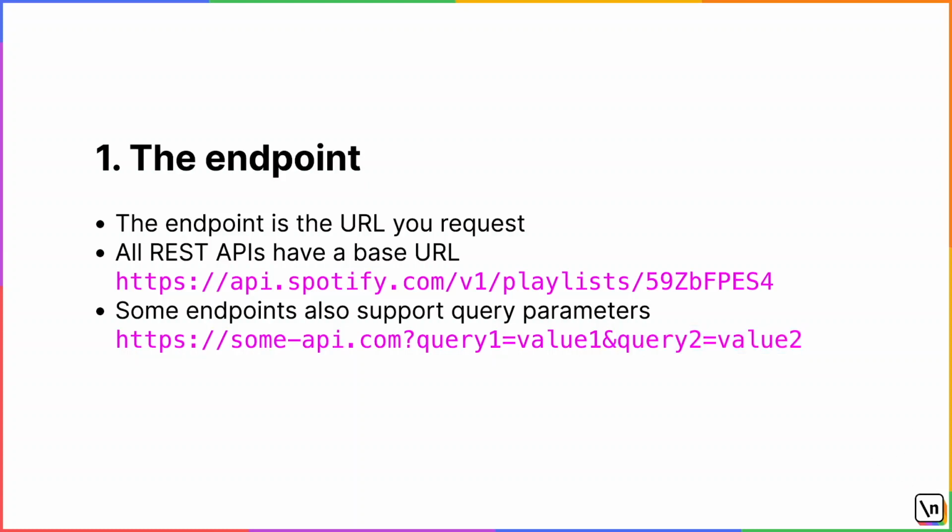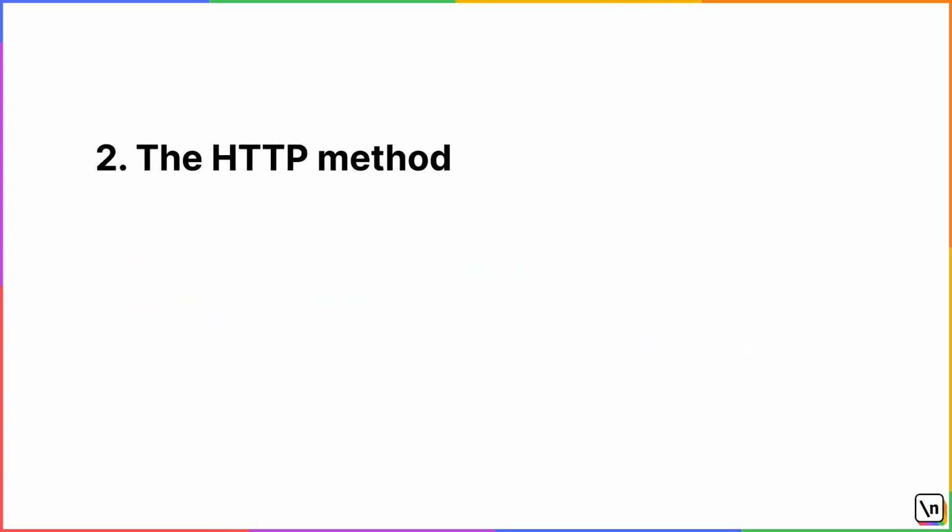So endpoints are just like any other URL you visit on the web, but instead of returning data for a website, they return resources, data like JSON or XML. The second part of the RESTful request is the HTTP method. This method is the type of request you send to the server.